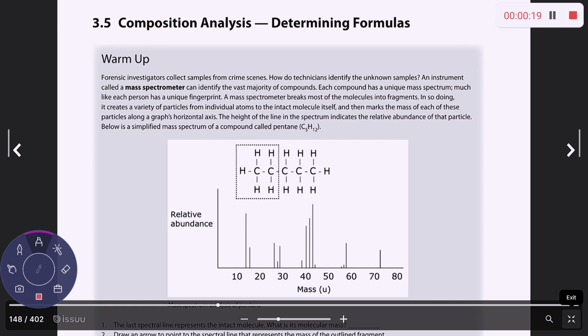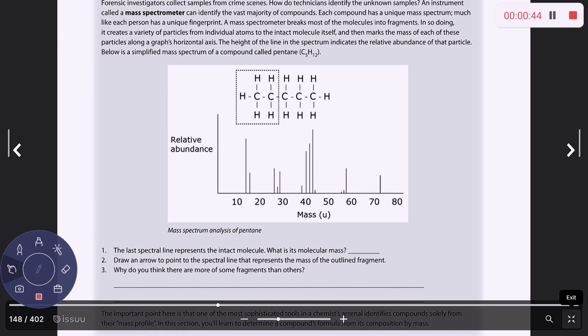Okay, so if I take a sample and I throw it in a mass spectrometer, typically what they do is you can hit it with a laser and it atomizes it, throws it into the gas phase, and it flies through the machine and it hits a detector, okay? And it says the last spectral line represents the intact molecule. What is its molecular mass? Okay, so what would you say approximately is its molecular mass?